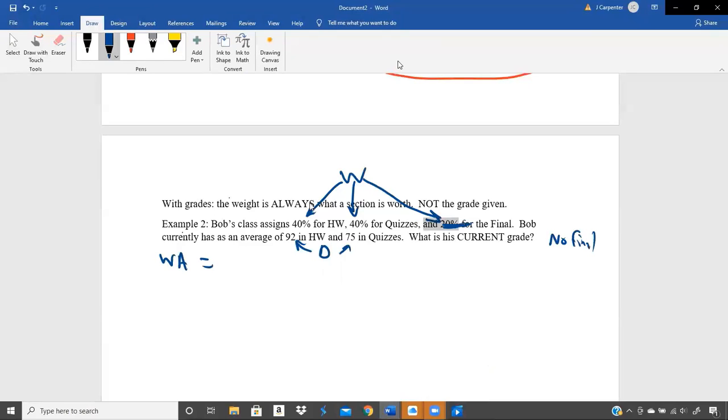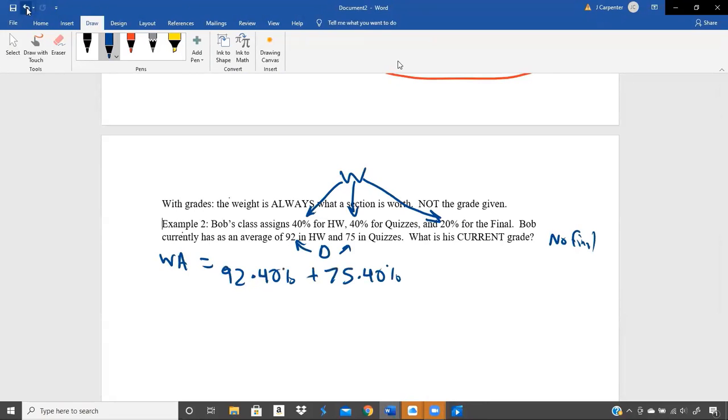here's what we do. We don't even worry about this for right now. I'm not saying erase it from history. I'm not going to just leave that permanently scratched out. I'm just saying we are not going to use that for the context of this problem. So we're only going to use the homeworks and the quizzes. So we'll go homework, which is the 92 times its weight, which is 40%, plus then the quizzes, which was the 75 times its also 40%.